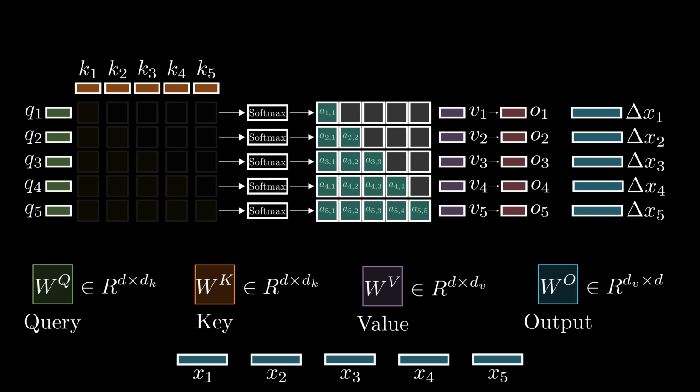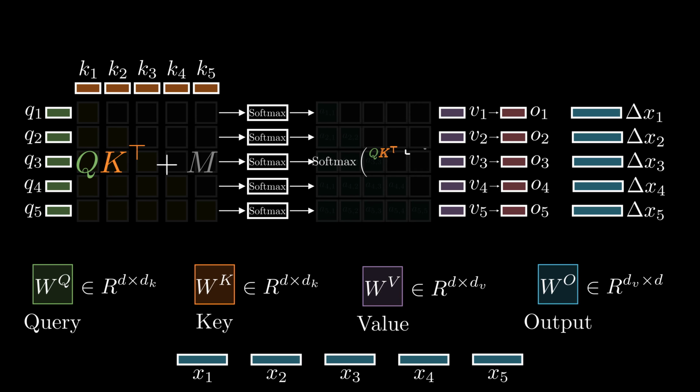Luckily, we can represent the computation in a simple and compact matrix form. We denote the stack of query vectors as Q and a stack of key vectors as K. This lets us concisely represent all pairwise dot products as one single matrix multiplication, QK transpose. We add a masking matrix M to ensure that the tokens only attend to itself and the tokens that came before it. With the attention weights, we express the output matrix O in matrix form.